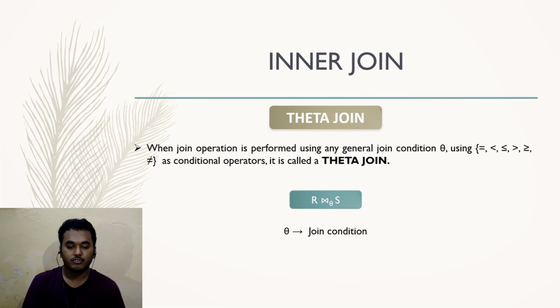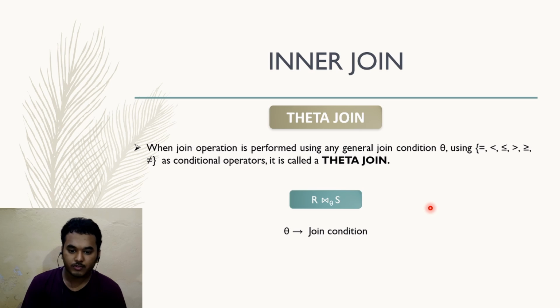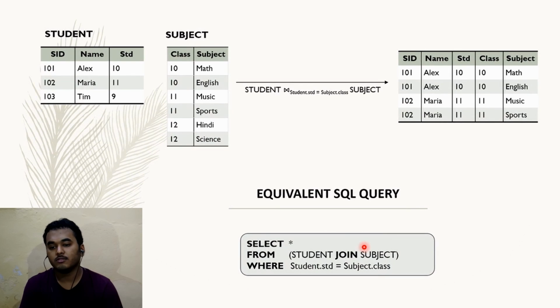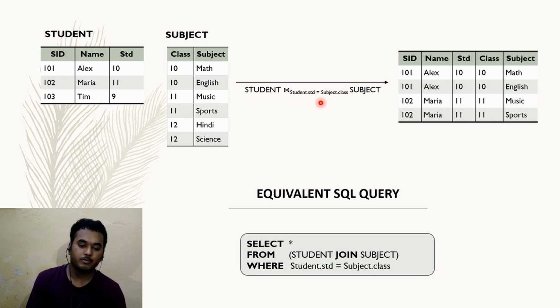So in inner join we have first theta join. When a join operation is performed using any general joining condition, say theta, and using these as the conditional operators, it is called theta join. This is the notation for theta join, where theta is any join condition. So let's take an example. We have two relations named student and subject. We perform a join operation with a given join condition where the student's std attribute value must be equal to the subject's class attribute value.